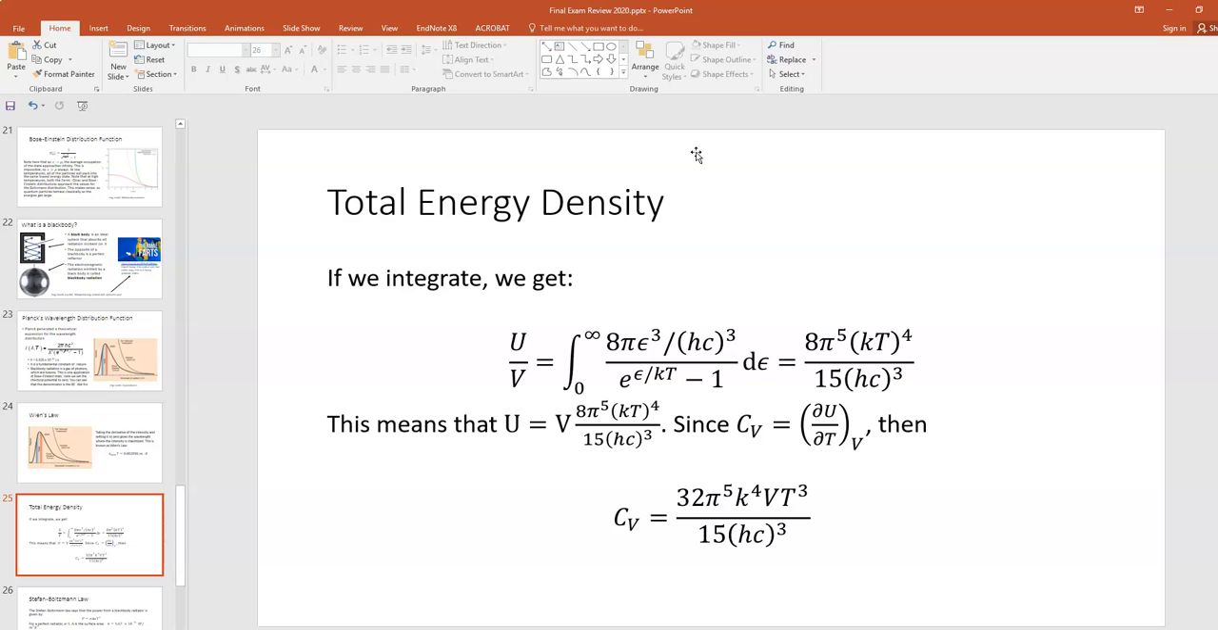And then we could also get the heat capacity by taking the partial of U with respect to T, and we found the heat capacity for these photons. So that C_V is equal to 32 pi to the fifth k to the fourth V T cubed over 15 (hc)^3. So we derived that as well.